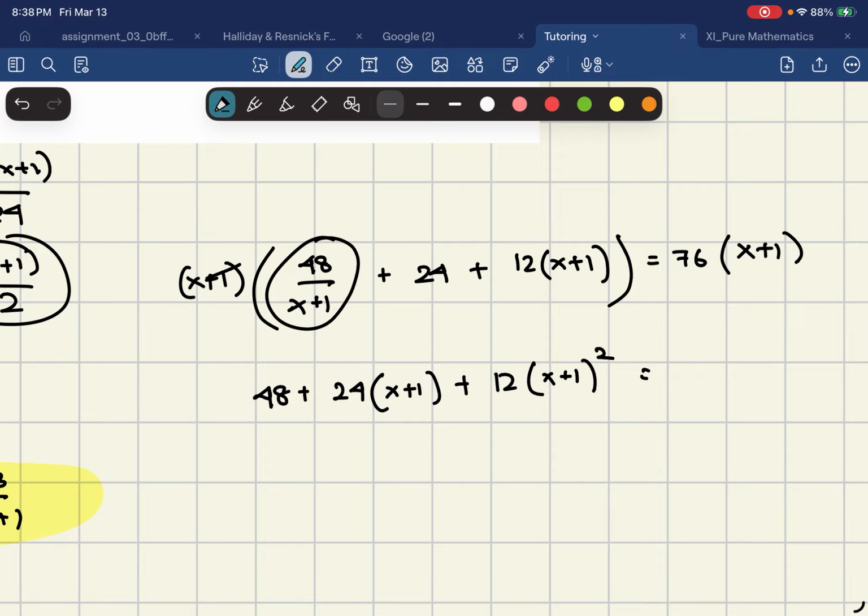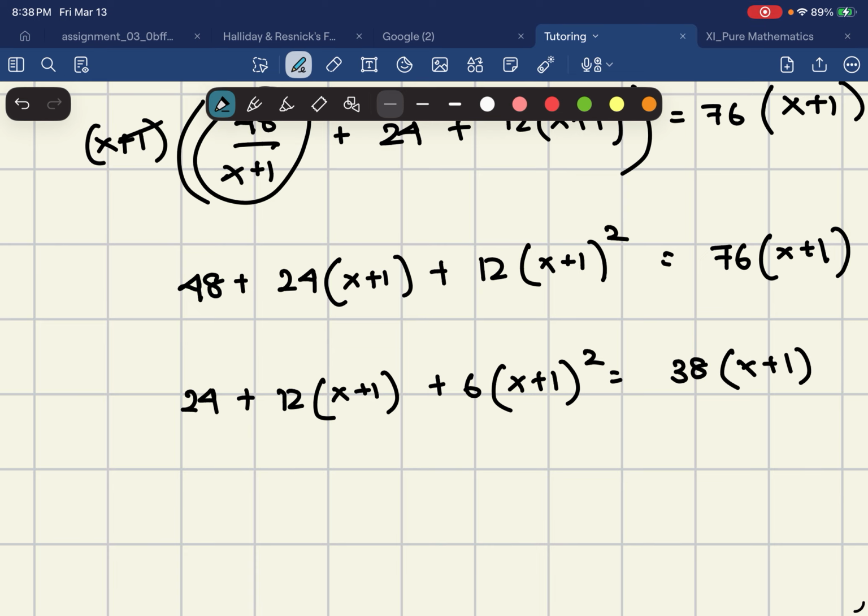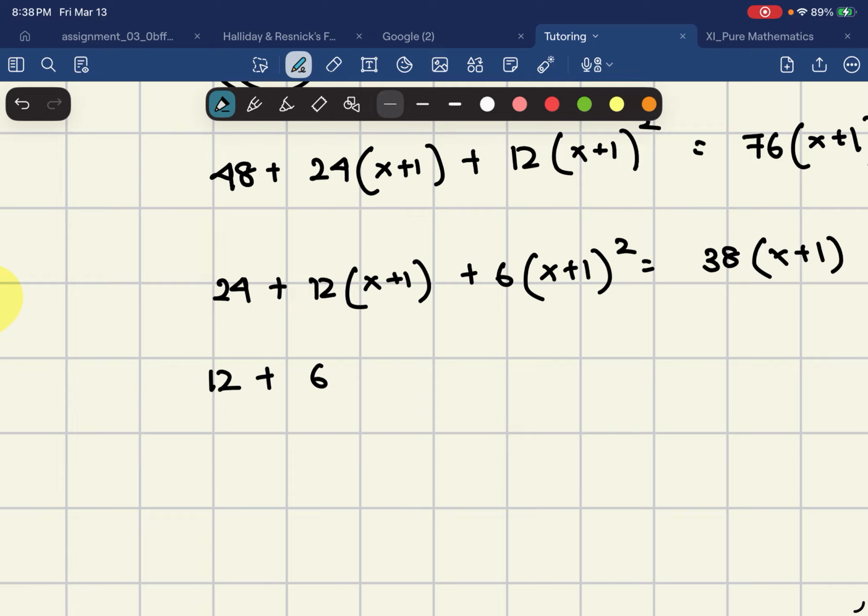And you can do this slowly and try to figure out how we got to this expression. We have 76 times (x plus 1). And now these are even numbers. We can divide them by 2. So 24 plus 12(x plus 1), just to have an easier equation later, is equal to 76 by 2. That is, I believe, 38(x plus 1). And again, 76 by 2 should be 38. And you can divide this by 2 again, actually. Plus 6(x plus 1) plus 3(x plus 1) squared is going to be 19(x plus 1).